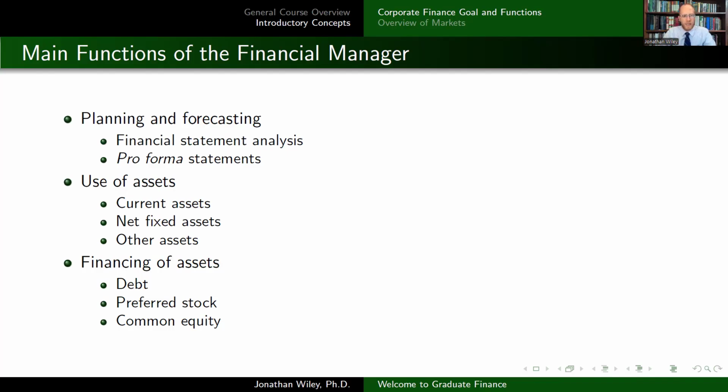Then we get to use of assets. So for the use of assets, well, if you think about the types of assets, we've got current assets, we've got net fixed assets, we have various other kinds of assets too. So if we're looking at the use of assets, that's going to involve things like, so for current assets, how much inventory should we have and why? How much cash should we have and why? How should we handle receivables? Things like that. So trying to make sure we're utilizing the assets of the firm appropriately.